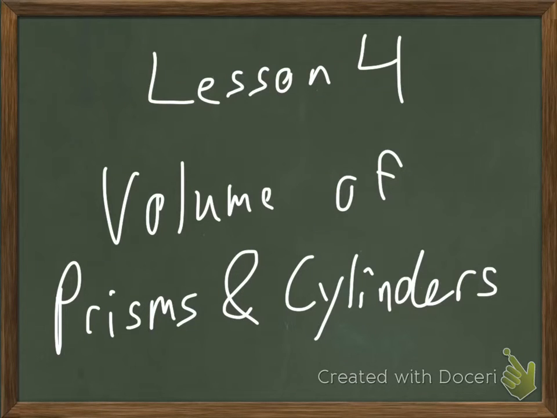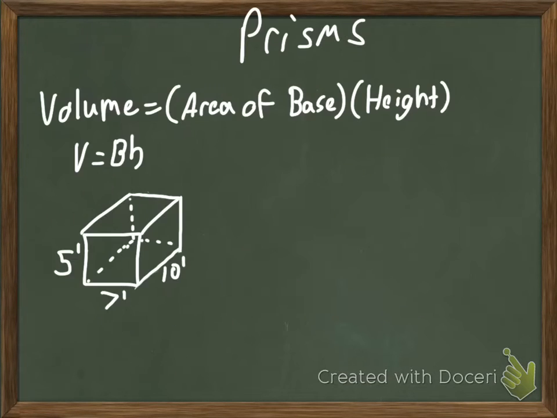Welcome to Unit 4, Lesson 4, Volume of Prisms and Cylinders. Now the nice thing about volume is that it is not as complicated a formula as with surface area. You'll see that here with prisms. The volume of a prism is equal to the area of the base times the height. We write it as V equals BH. So all we need to know is find the base area and the height, and we're golden.